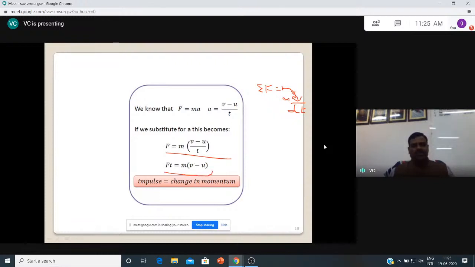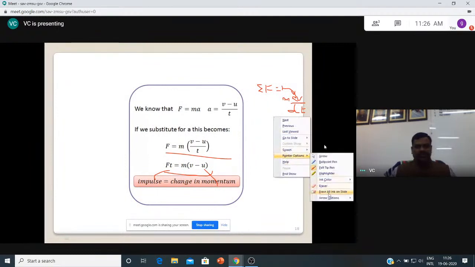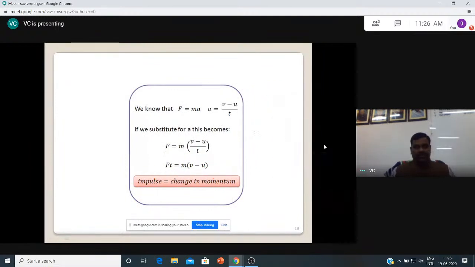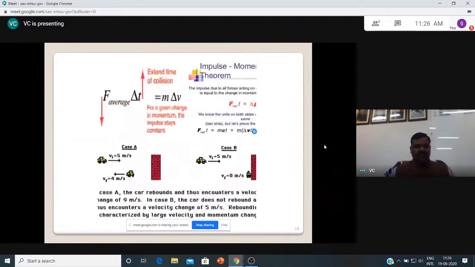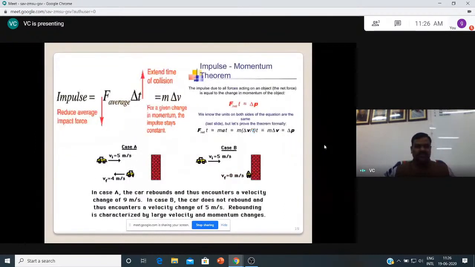This is how we will consider the case: this force term is what is called impulse, and this is what is called the momentum. So this is how generally we will consider the change in momentum of the body. Now see the impulse: it reduces the average impact force and extends the collision, for a given change of momentum. Now, conservation of momentum.